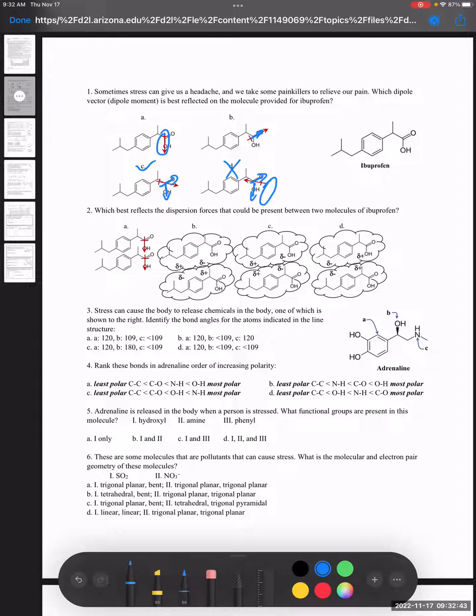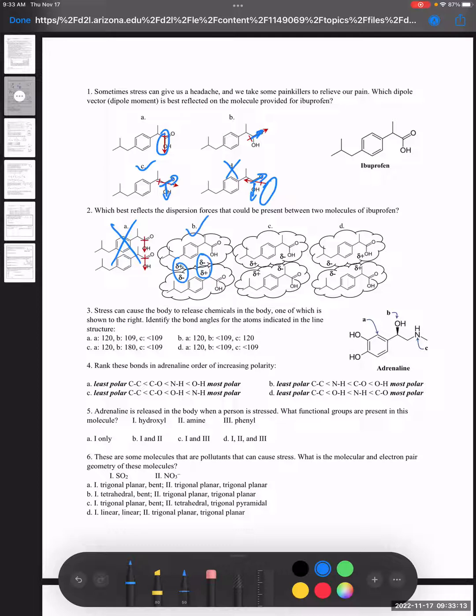All right. Now moving on to question 2, which best reflects the dispersion forces that could be present between two molecules of ibuprofen. Option A is out, because option A is showing us dipole-dipole interactions, so dipole-dipole forces. And then option B, we have the electron cloud indicated. The partial positive charge of one molecule is interacting with the partial negative charge of the other, and so forth. And this seems very good.